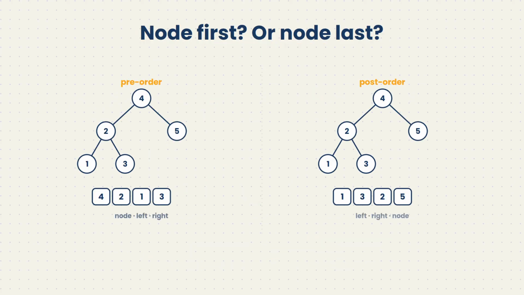Move when you handle the node and you get two more orders. Pre-order takes the node first, then left, then right, useful for copying a tree or saving its structure. Post-order does both, subtrees first and the node last, used to safely delete a tree or evaluate an expression bottom up. Same three pieces, just a different moment for the node.